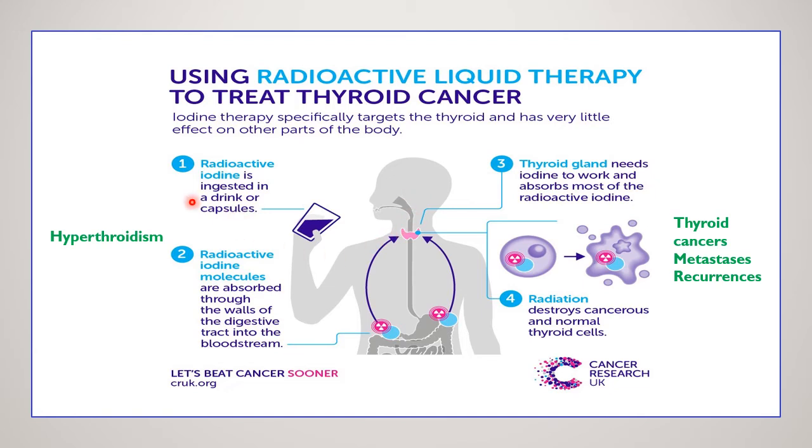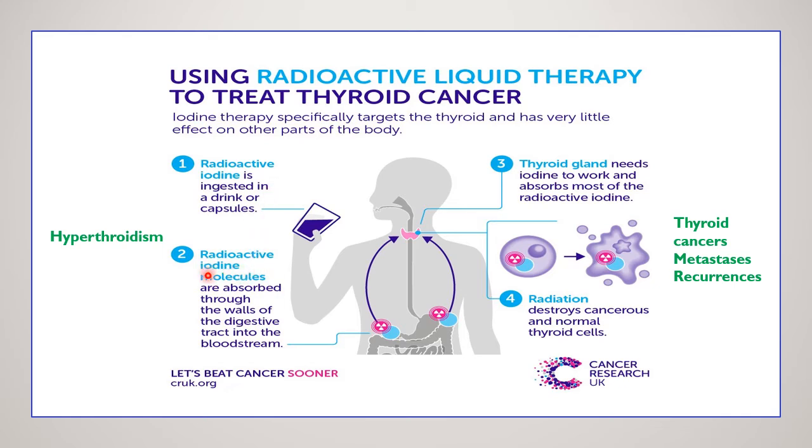Okay, this diagram shows you the next modality of treatment for thyroid cancer, the radioactive iodine therapy. Iodine therapy specifically targets the thyroid and has very little effect on other parts of the body, as the cells in other tissues rarely take up iodine. So the radioiodine is now taken as a drink or capsule. It is very much easier to take radioiodine these days compared to previously when it had to be given intravenously, with higher exposure to radiation.